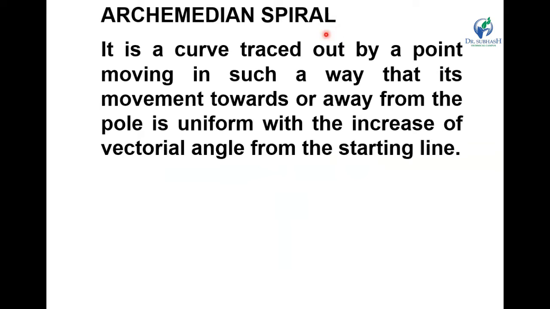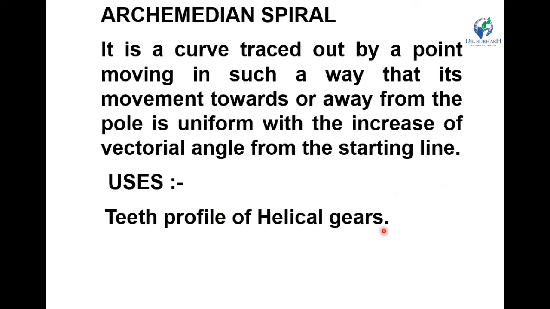The Archimedean spiral is a curve traced out by a point moving in such a way that its movement towards or away from the pole is uniform with the increase of vectorial angle from the starting line. That means, as discussed in our first slide, when the insect is moving towards or away from the pole, its movement is uniform. This curve is known as an Archimedean spiral. What are the uses of this spiral? The teeth profile of helical gears and the profile of cams. There are a number of uses of this spiral curve.